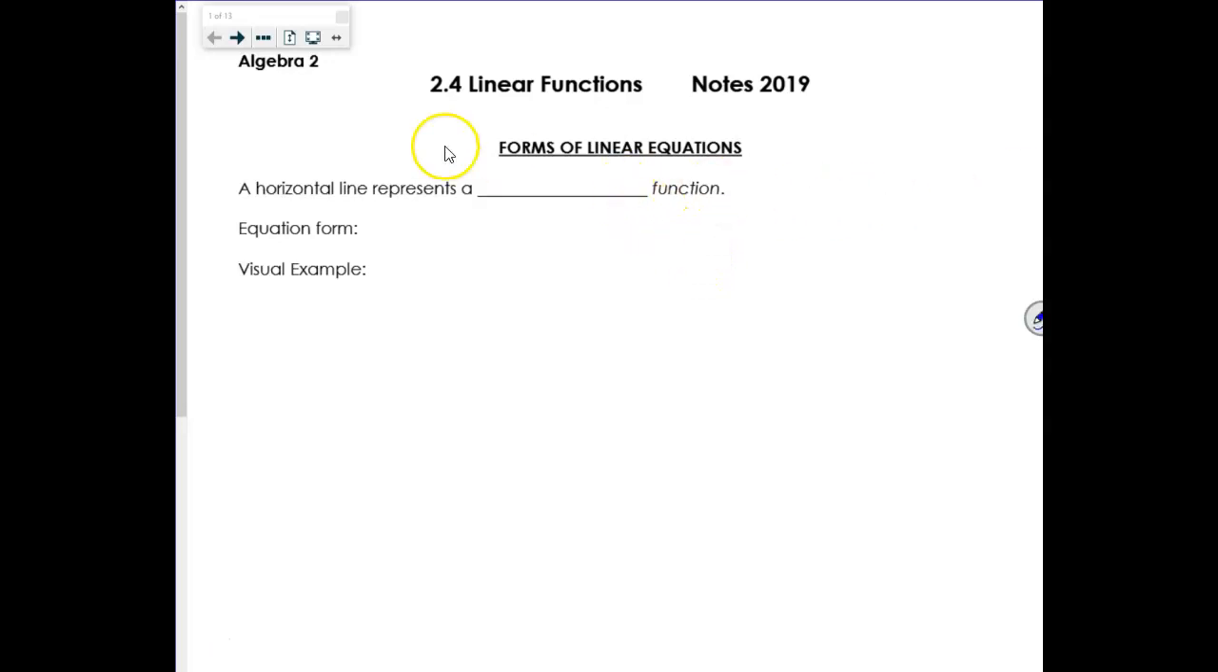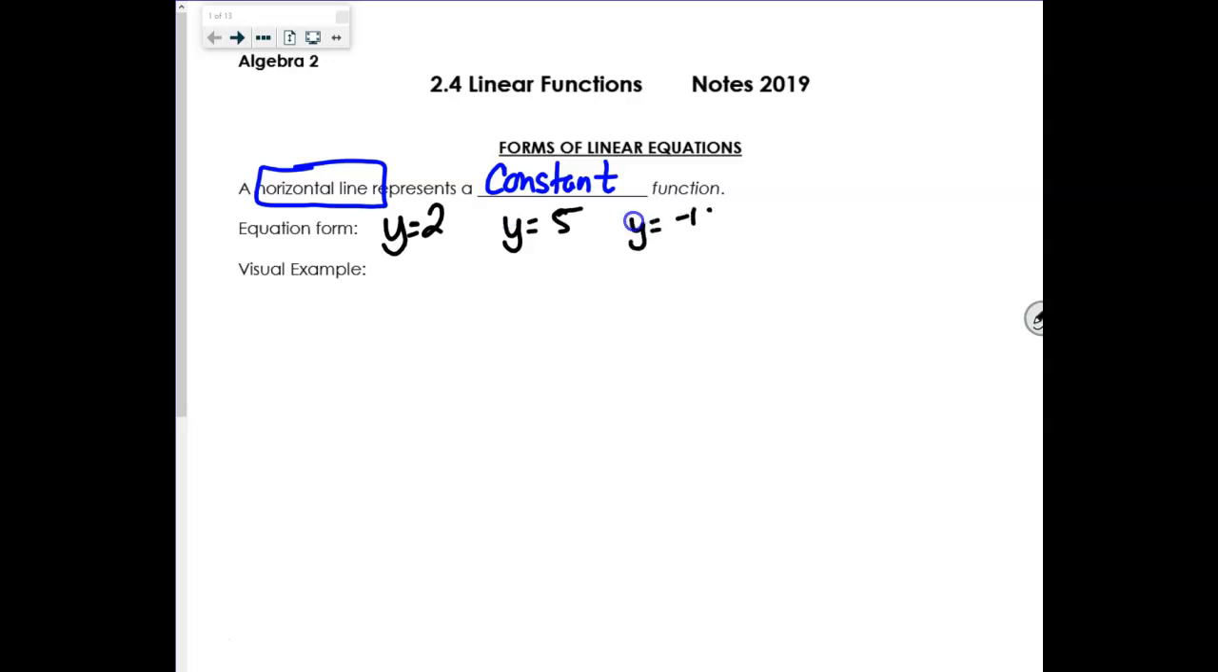So remind me, when we have a horizontal function, a horizontal line, this is called a constant function. And an example of a constant function would be anything in the form y equals a number. So like y equals 2, or y equals 5, or y equals negative 1,000. All of those would be constant functions. What does the graph look like, though? It's going to be a horizontal line. So whatever that value is, it's going to be a horizontal line through that value.